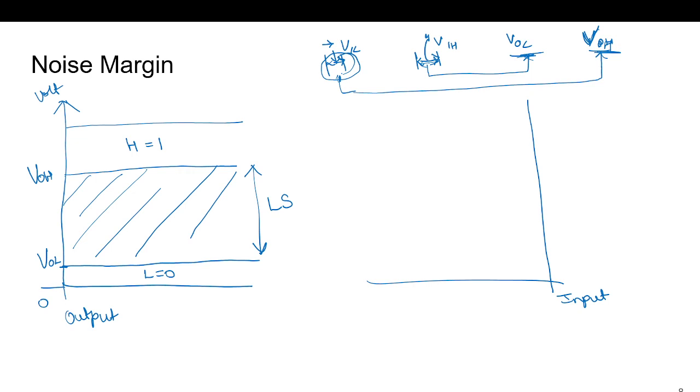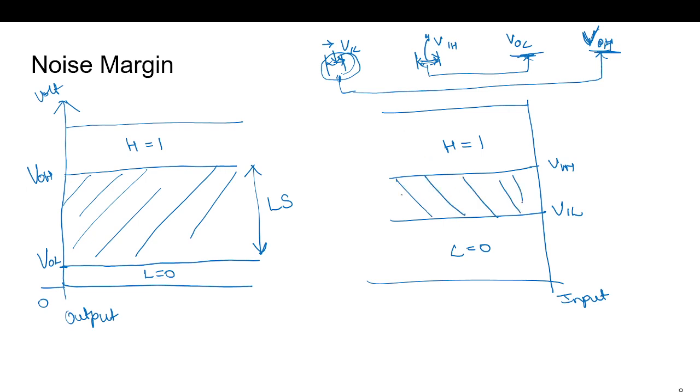So for the noise margin, for the input portion, this will be VIL, and this we consider as VIH. In this region, it will be considered as logic 0, and in this region, it will be considered as logic high. This region is the transition width, and from here to here is our noise margin high, and from this region to this region is our noise margin low.